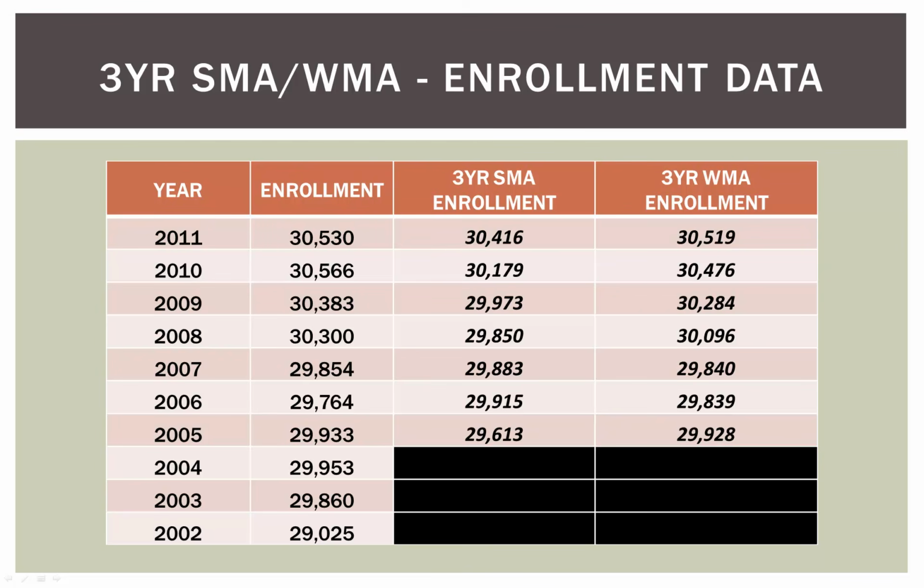So you can see we can actually determine which method works best with our enrollment data. And each type of data will have a best number of periods to use when figuring out the moving averages. You just kind of have to test them out. I mean, there is a statistical way to find out the best number, but we're not going to go into that here. We're using 3 years on both the simple moving average and the weighted moving average.